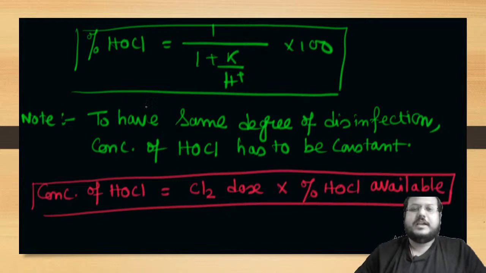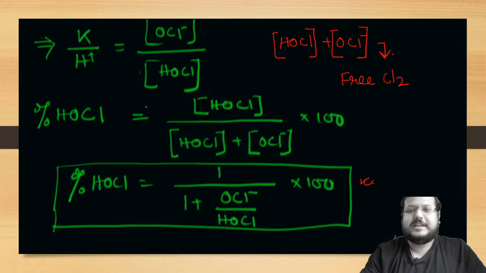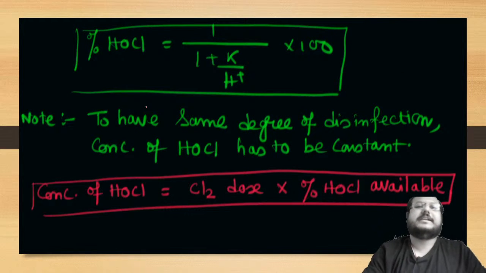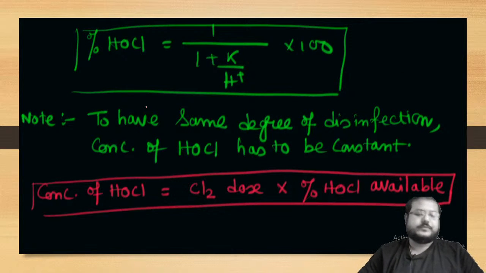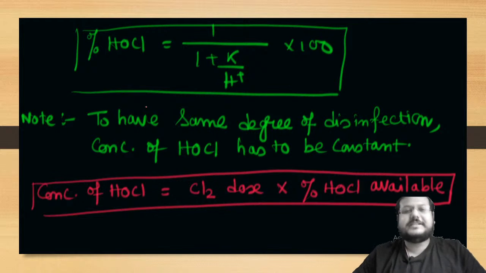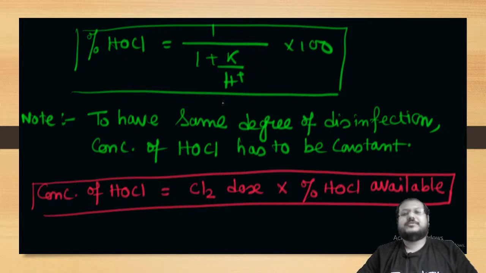The second form will be if you replace OCl minus by HOCl with K by H plus. So there are two forms of percentage HOCl, and to have the same degree of disinfection, concentration of HOCl has to be constant. मतलब जनवरी महीने में अगर कुछ डिसइंफेक्शन प्रोसेस के लिए माइक्रो ऑर्गेनिज्म को मारने के लिए जितना आपका HOCl का कंसंट्रेशन जरूरत था, दिसंबर में भी उतना ही चाहिए होगा.